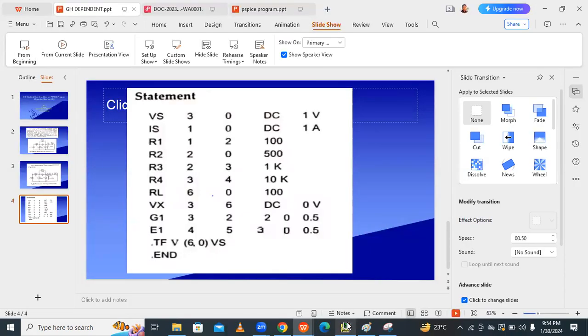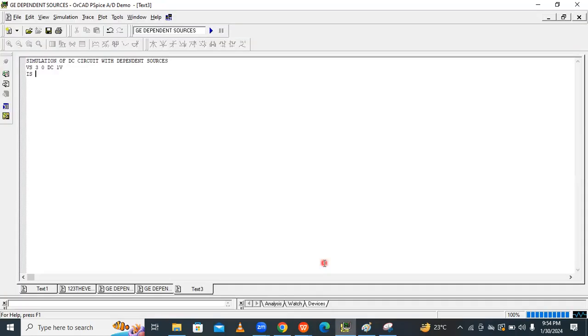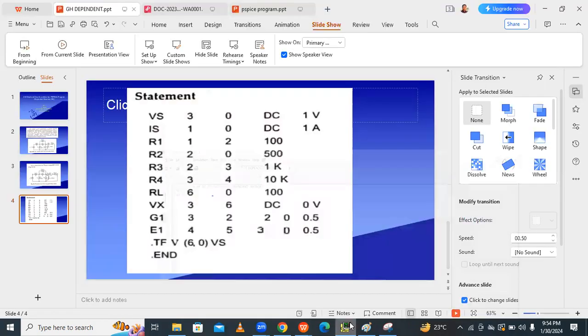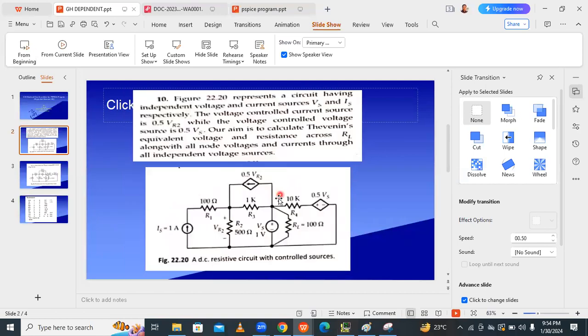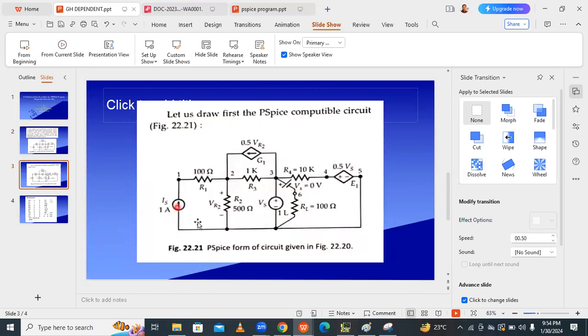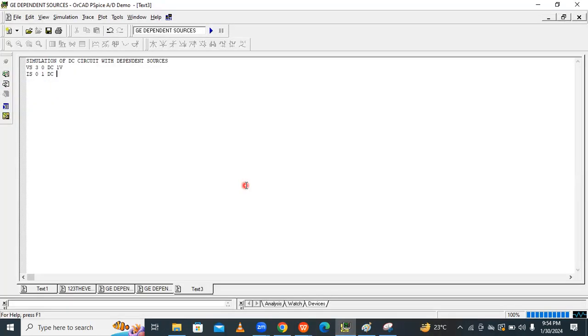Next, IS 0 1 DC 1 amps. This IS is connected between nodes 0 and 1 and is DC 1 amp, like this.